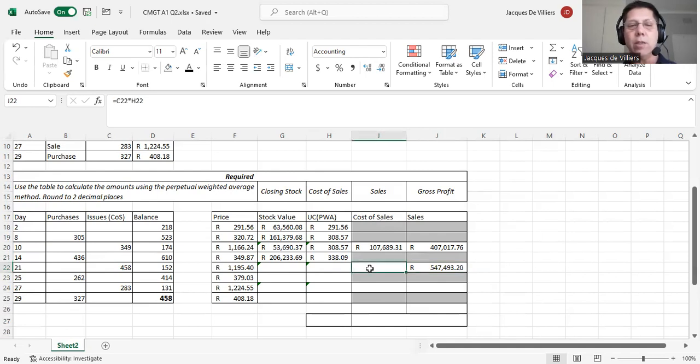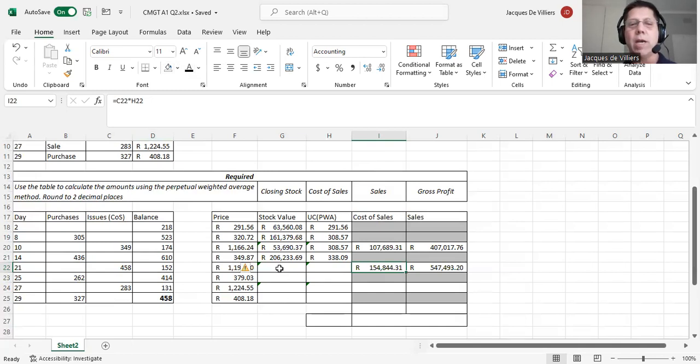Our cost of sales will be that same number of units, the 458, but now multiplied with the unit cost as we evaluate it. So we say it is 338.09 multiplied by the 458 gives us a new amount, and that amount is almost 155,000. That is our cost of sales.